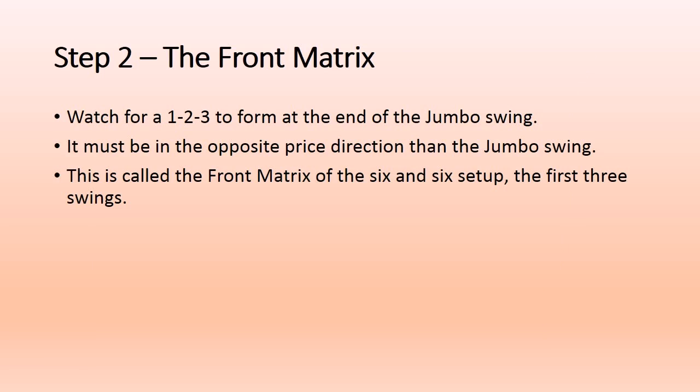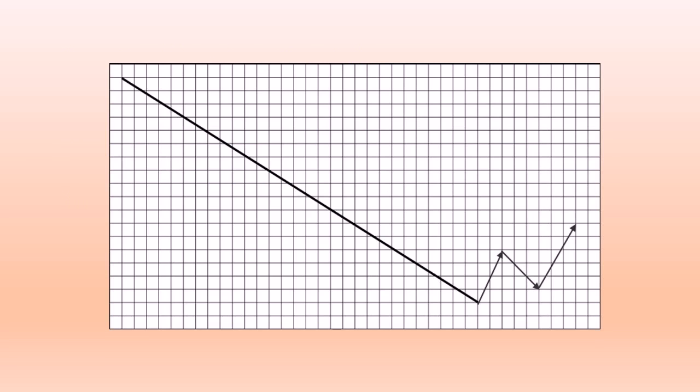The first step of a 6 and 6 setup is waiting for a 1, 2, 3 to form at the end of the jumbo swing. It must be in the opposite direction of the jumbo. This is called the front matrix and represents the first 3 of the required 6 swings for the 6 and 6 Forex setup. Here is a jumbo swing with a front matrix 1, 2, 3, moving in the opposite direction at the end of the jumbo.